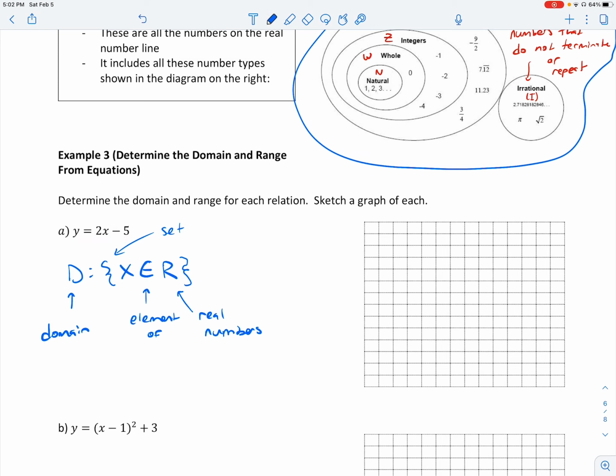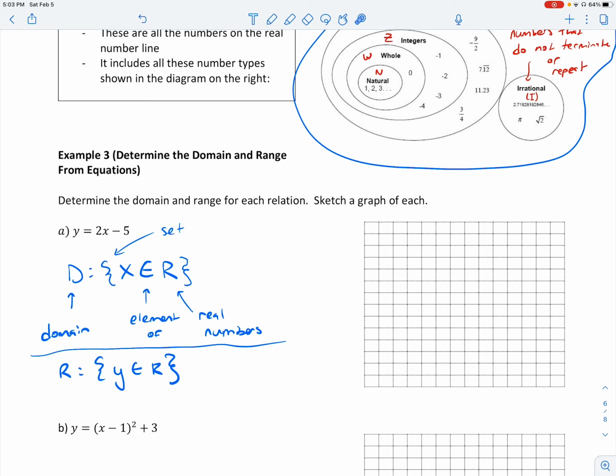The range is kind of similar. Sorry, we'll do the range next. The range has to do with all the output values for this function. This linear graph is going to extend to positive and negative infinity, so every value of y is going to be used. I open up my curly brace, which basically says the range is a set. The y values are elements of all the real numbers, and let me close the bracket.